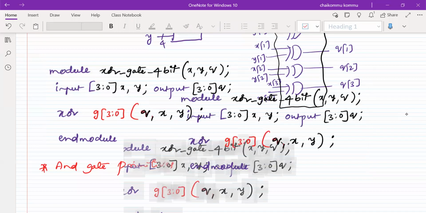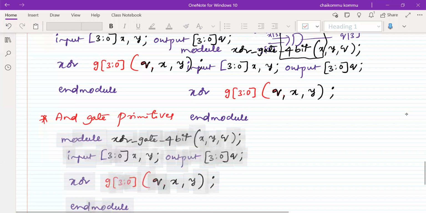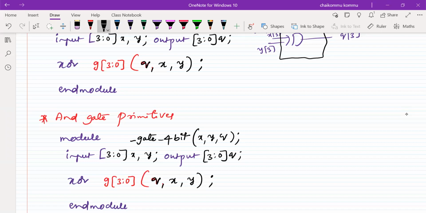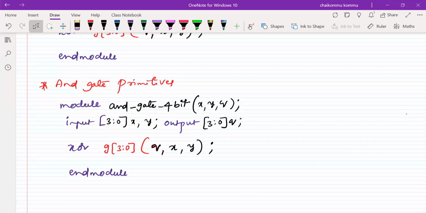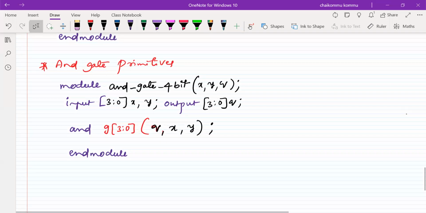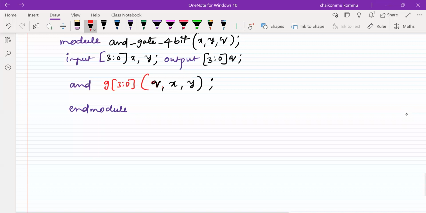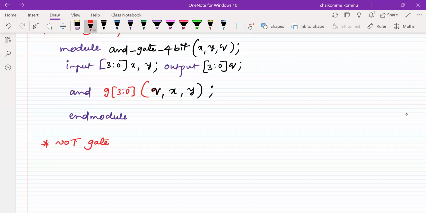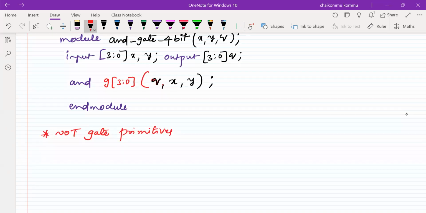The only change here is to modify this XOR to AND. The same names I can use, the individual elements: input X and Y, Z, Q, and instead of XOR I'm writing AND module. Similarly, for the NOT gate, the block should be something like this.